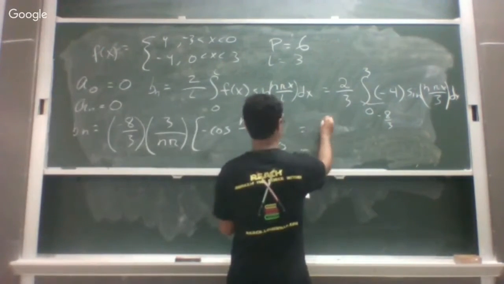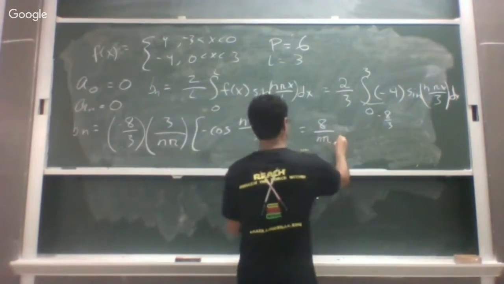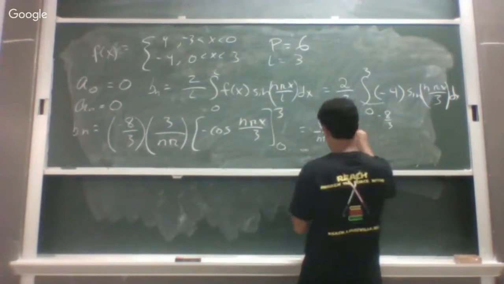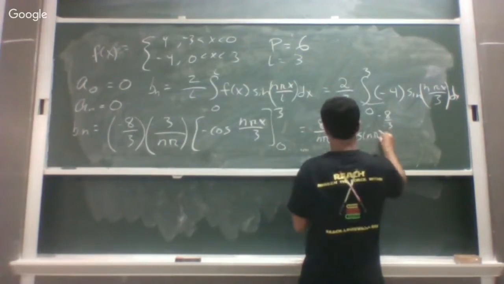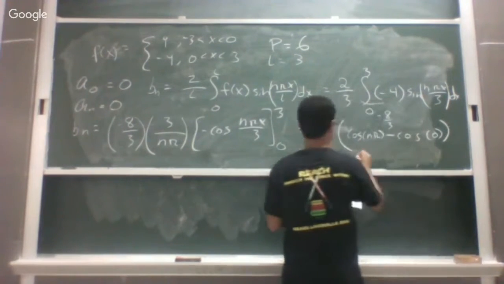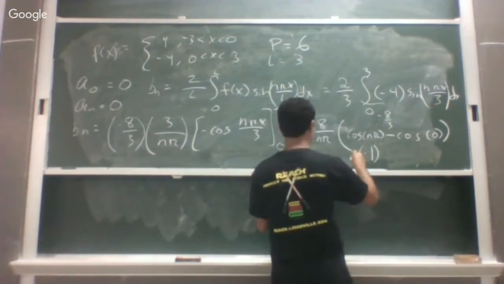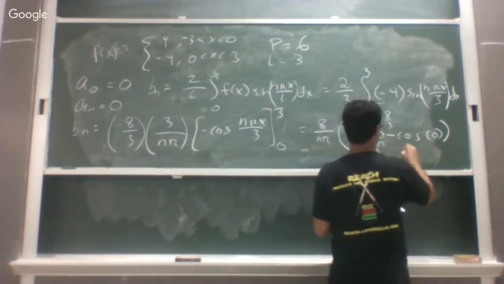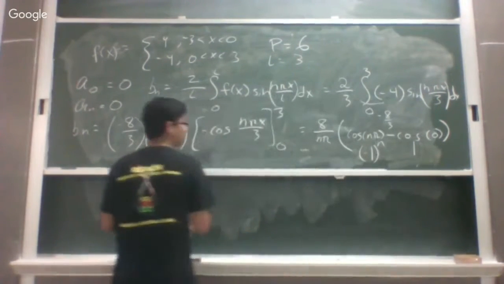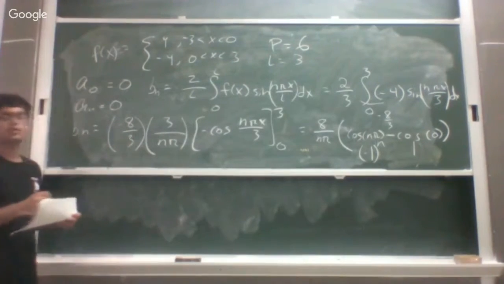That's equal to 8 over n pi, cosine of just n pi when we put in the 3, minus cosine of 0. Cosine of n pi alternates, which forms negative 1 to the n, minus cosine of 0, that's just 1. Any questions on this?